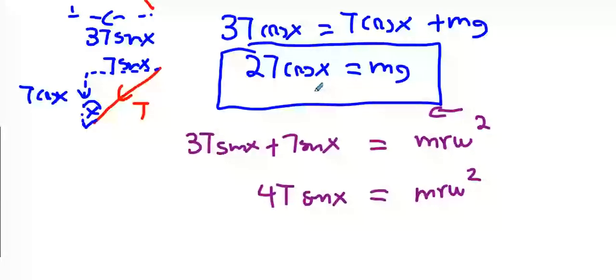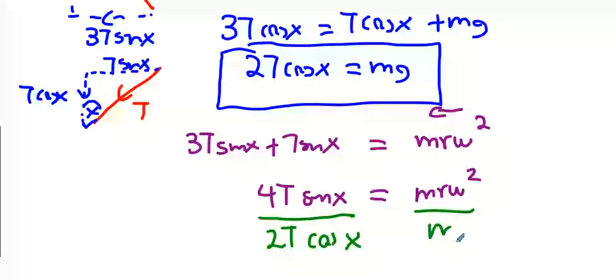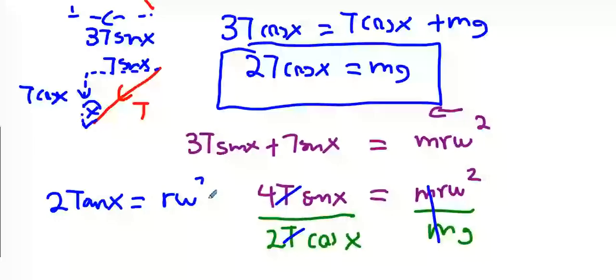There's tons of different ways of doing this. The bottom line is I have too many variables. I want to start getting rid of something. Okay, so look what happens when I do this. Why is this considered a good move? Can anybody tell me? What does it rid me of? It rids me of T. 4 divided by 2 sin x divided by cos x. M's cancel. And what do I have left? Okay, getting there, getting there.